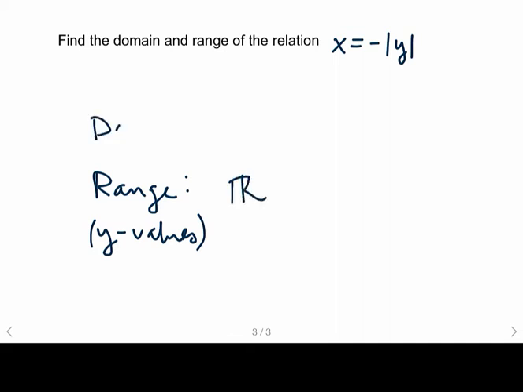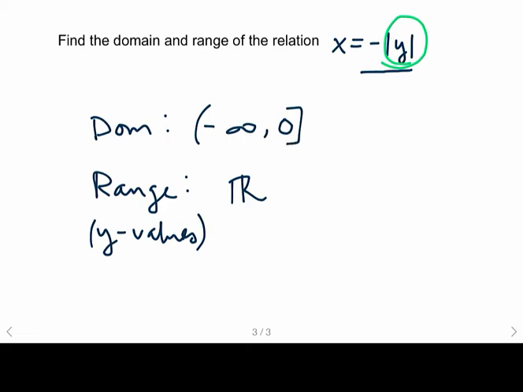The domain is going to be the set of x values, and since x is the negative of the absolute value of y, and the absolute value itself will never be negative, these x values will never be positive. And so the domain is going to be in interval notation negative infinity to 0 with the bracket at 0.